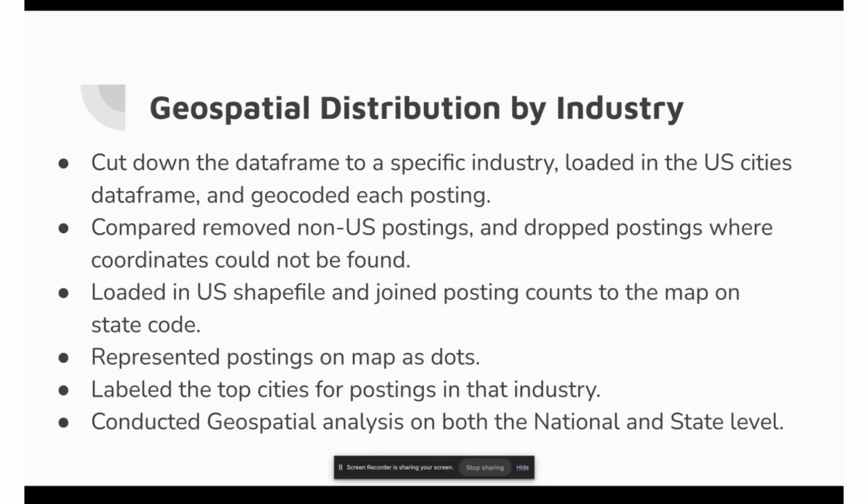I then continued this data analysis with a geospatial distribution by industry. I first cut down the data frame to a specific industry, then loaded in the US cities data frame and geocoded each posting. I then compared and removed non-US postings and dropped postings where coordinates could not be found. I then loaded in the US shapefiles and joined posting counts to the map on state code. I then represented postings on the map as dots, labeled the top cities for each posting in that industry, and then conducted geospatial analysis on both the national and state levels.